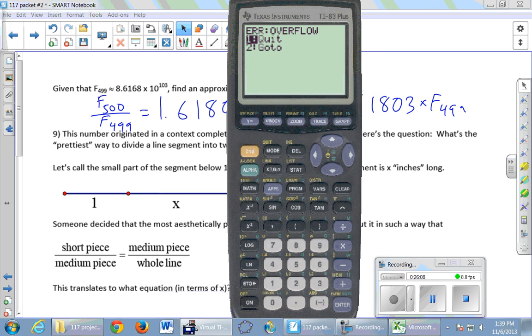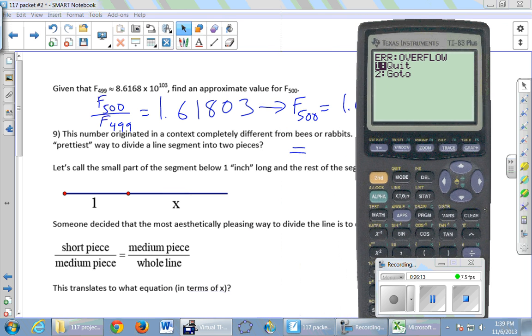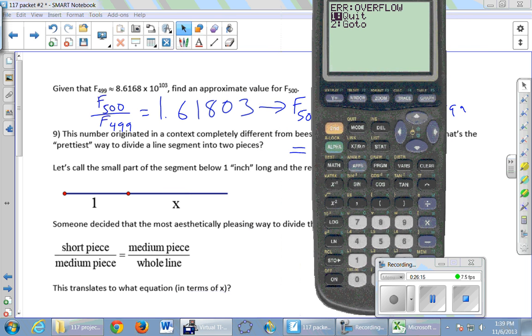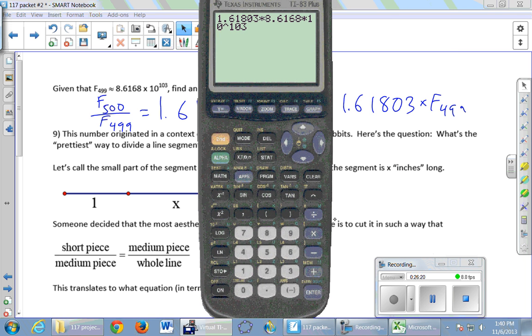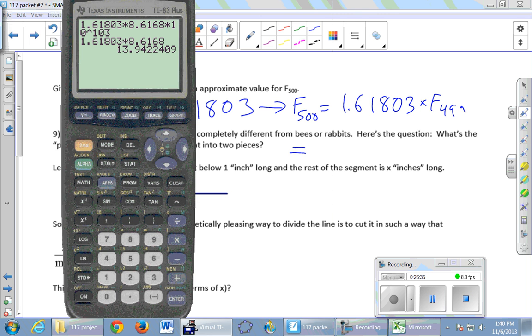So what are we expected to do here? I'll give you one where it won't overflow. How about we say that? If I really want to know what this is going to be, I'm just going to change, oops, second, enter. I'm just going to get rid of this 10 business. It's that times 10 to the 103. Right, I just didn't put the 10 to the 103 in here. So 13.94 times 10 to the 103. But I'll give you one on the test. If I give you one on the test, I'll give you one where it won't overflow.